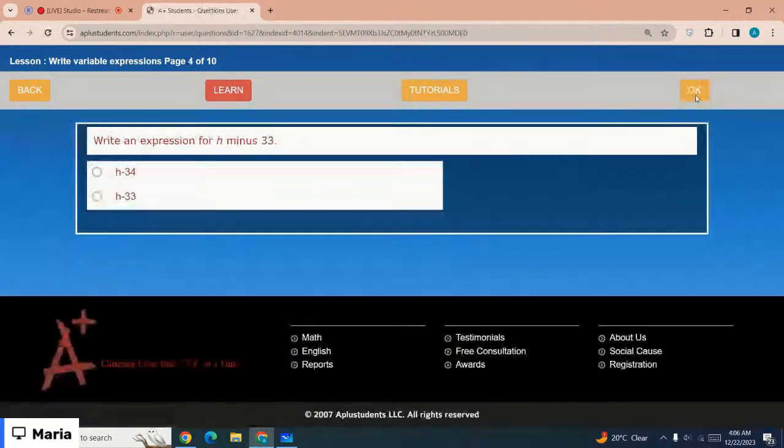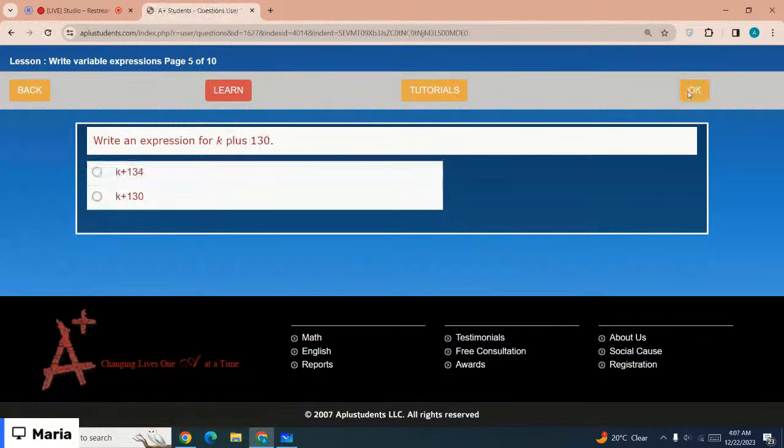Write an expression for h minus 33. So which is the correct option? Minus means you need to subtract, right? So that would be h minus 33. Option number 2 is the correct option, right? You have to subtract 33, so that would be the second one, h minus 33, right? You can take your time. Be careful while reading the question and when writing the options.